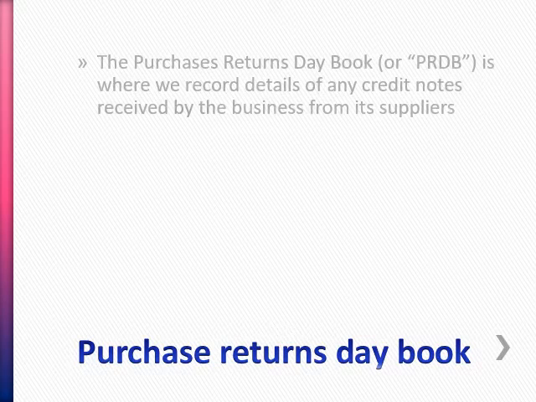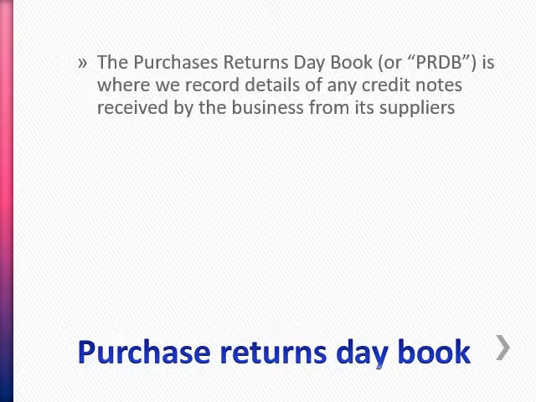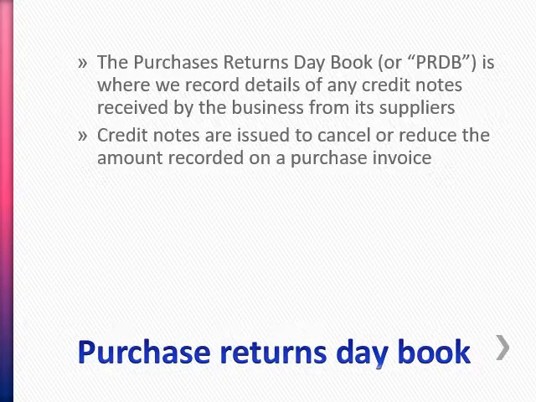Well, our purchase returns daybook records details taken from the credit notes received from suppliers. Now, a credit note is where a supplier issues a credit note where a previous invoice was incorrect and charged too much money. And this might be because goods received were returned, or perhaps it was the case that the supplier failed to apply a trade discount or a bulk discount properly and had invoiced too much.